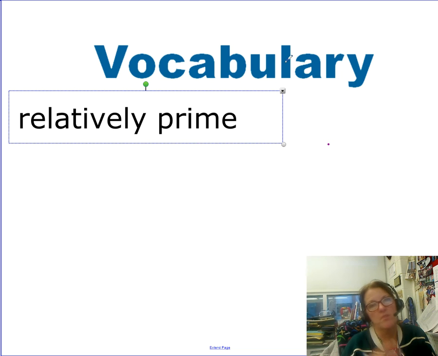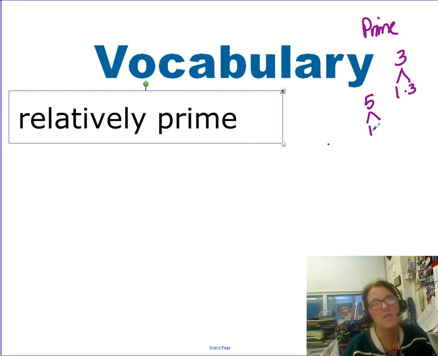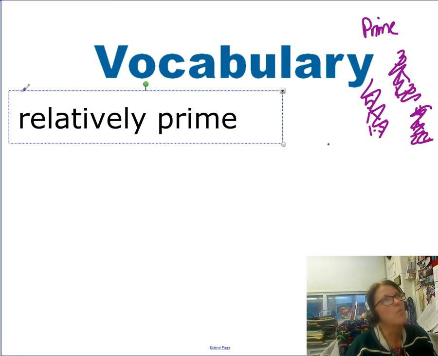So, for example, don't write this down, but just to remember what prime numbers were. A number like 3 is prime because the only way to break it up with multiplication is 1 times 3 using whole numbers. A number like 5 is prime because you can only write it as 1 times 5. 4 is not prime because I could write 1 times 4, but I could also write it as 2 times 2. All right, so that's what prime is, but what does relatively prime mean?